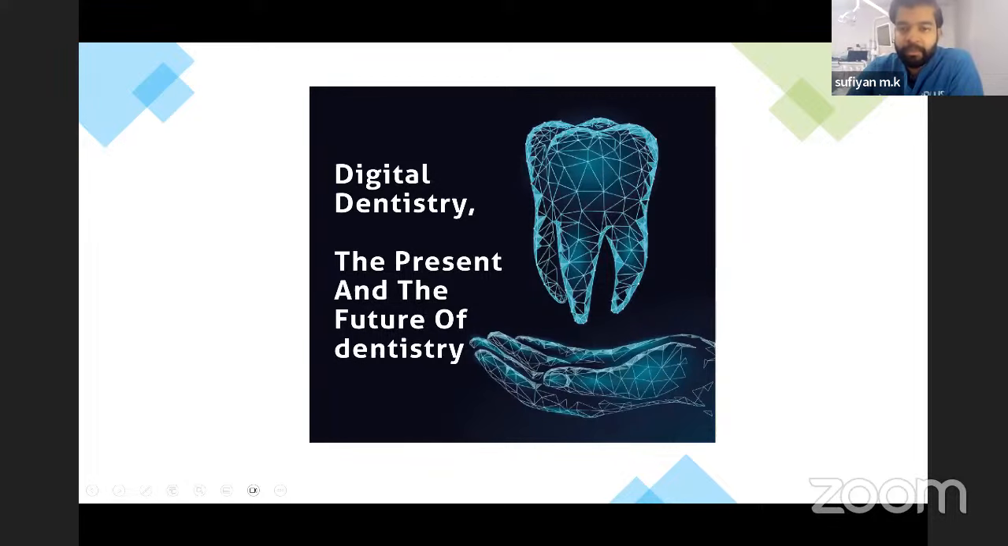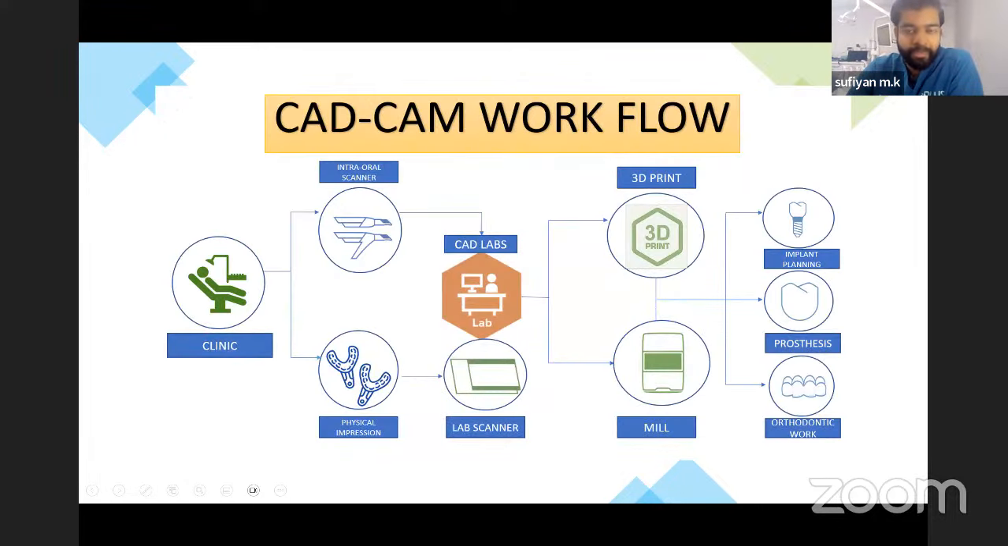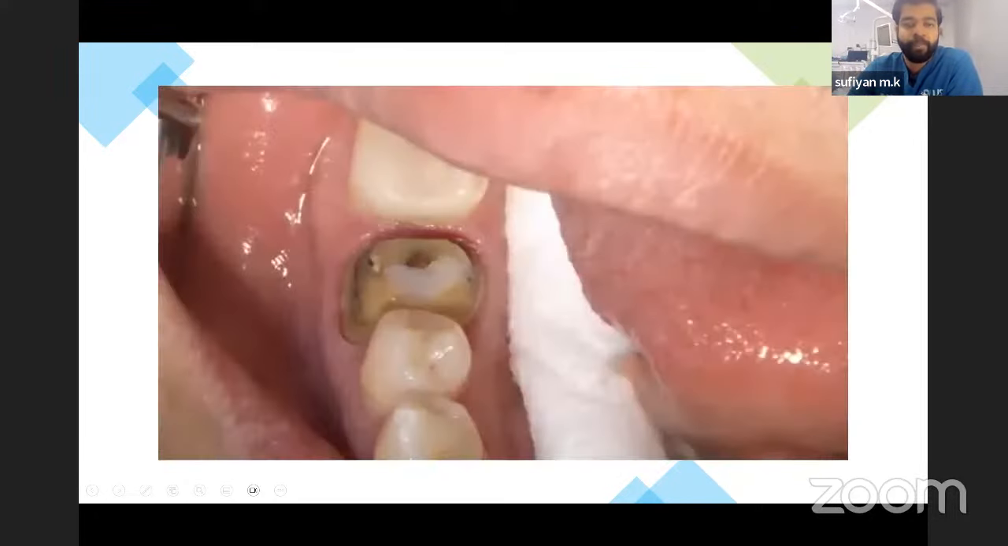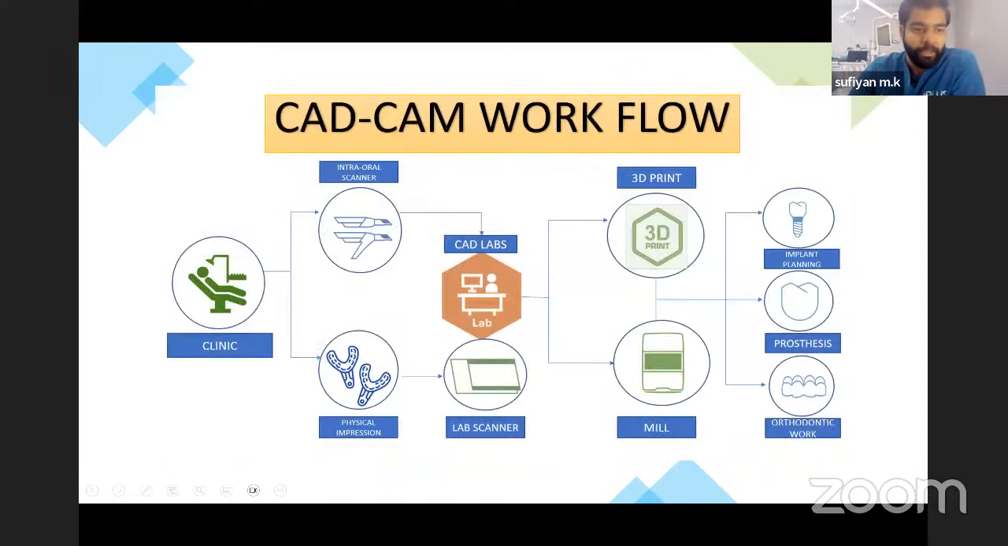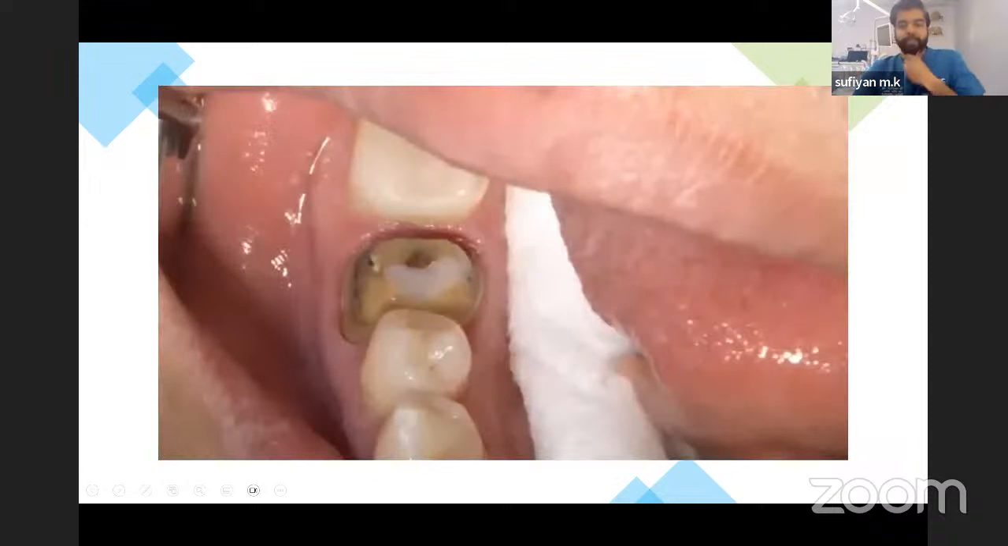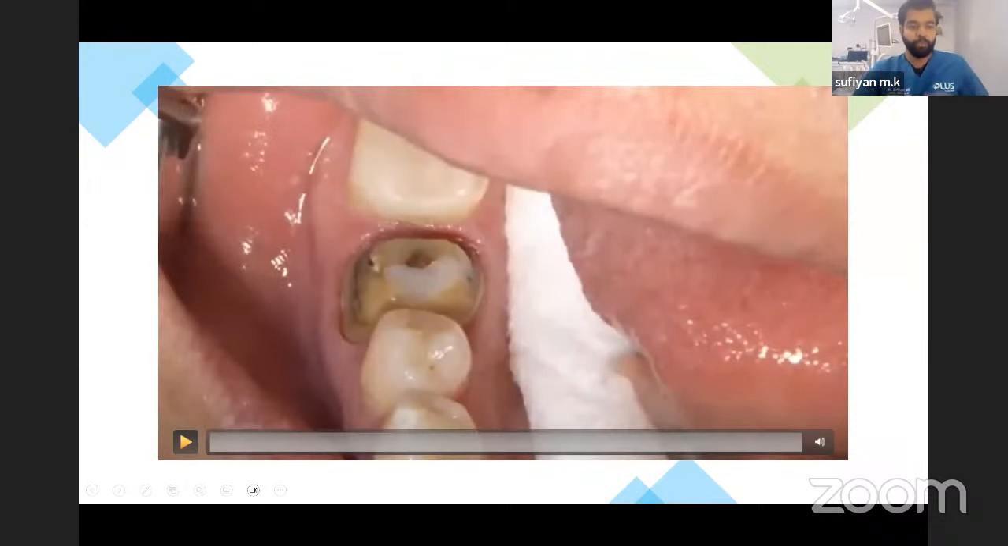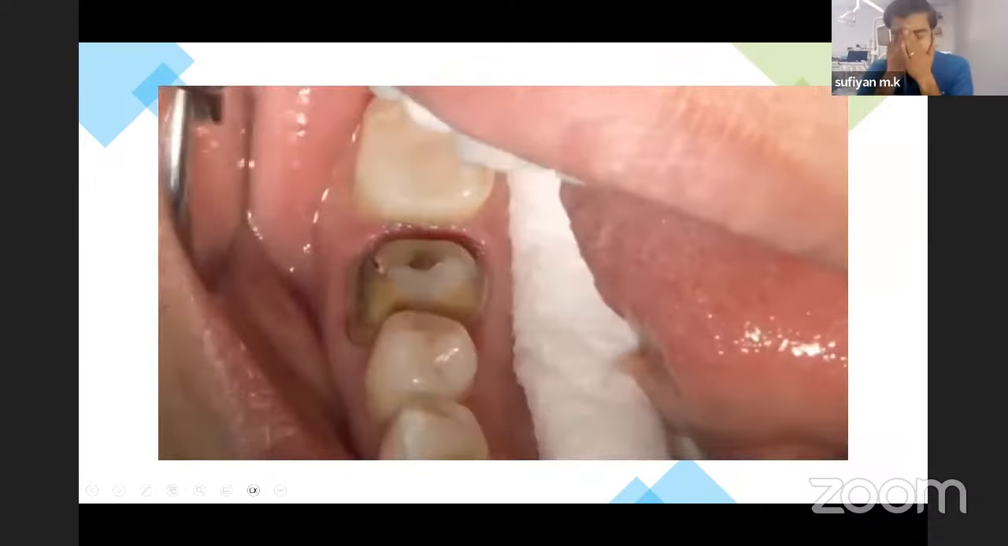Please embrace this digital workflow. Just to quickly tell you about how it goes, because this makes our job much easier, right? Patient comes to you, you will scan, or you'll make an impression and send it to the lab scanner. Lab will scan your cast, and then it will be milled or 3D printed, and then the processes will be delivered. In every step, you can be much more precise in what you are doing, right?